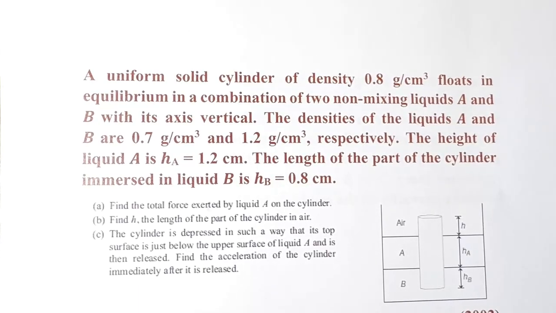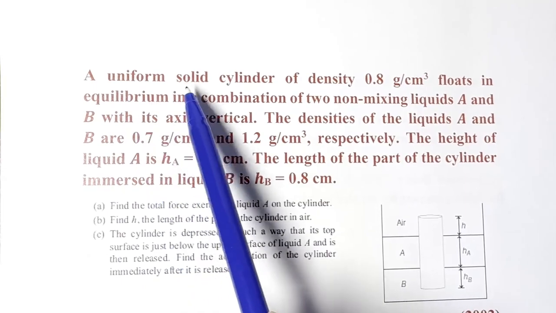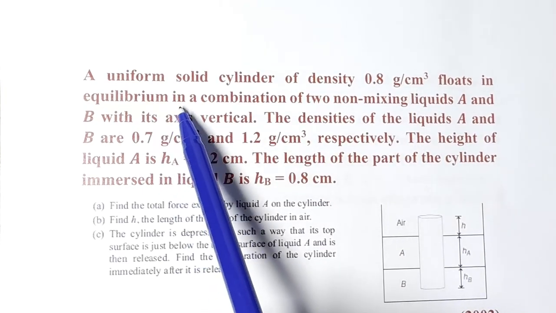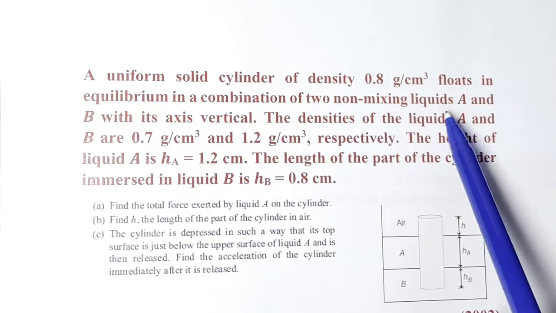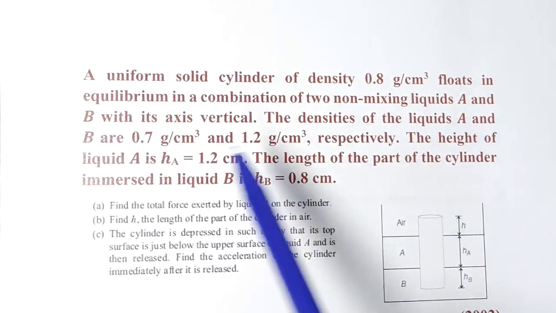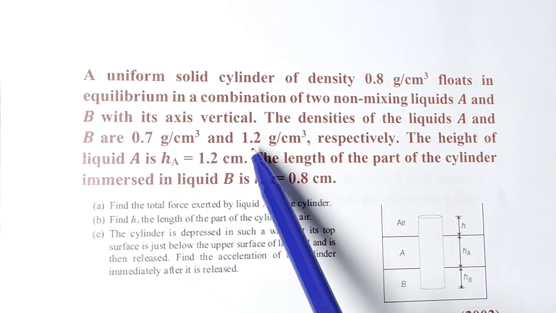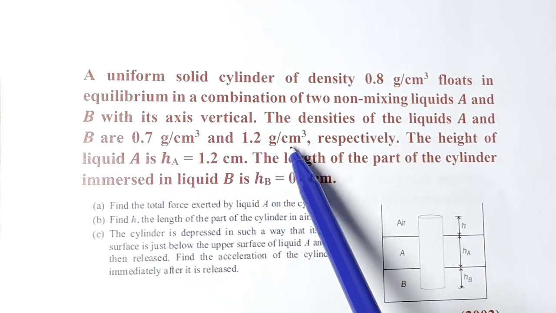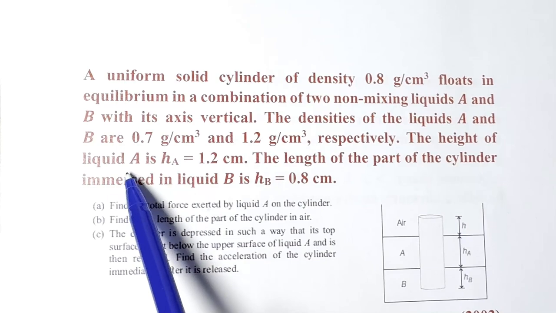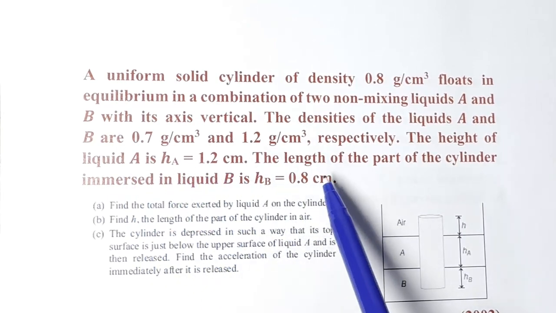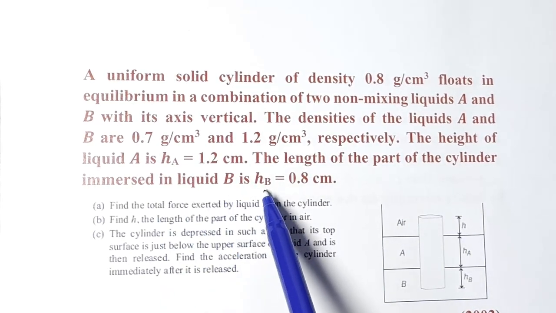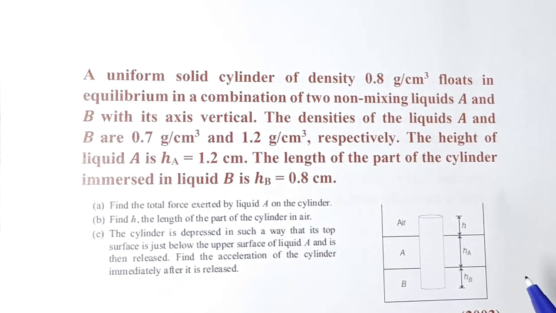Hello friends, today's question. A uniform solid cylinder of density 0.8 gram per centimeter cube floats in equilibrium in a combination of two non-mixing liquids A and B with its axis vertical. The densities of liquid A and B are 0.7 gram per centimeter cube and 1.2 gram per centimeter cube respectively. The height of the liquid A is HA, 1.2 centimeter, and the length of the part of the cylinder immersed in liquid B is HB, that is 0.8 centimeter.